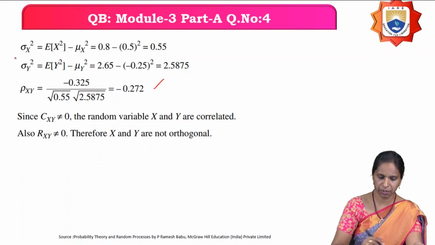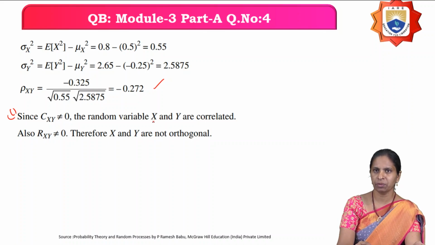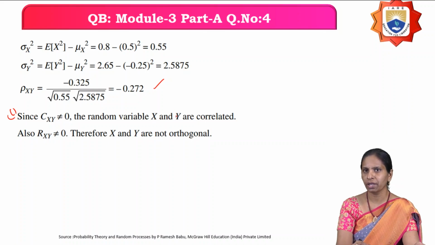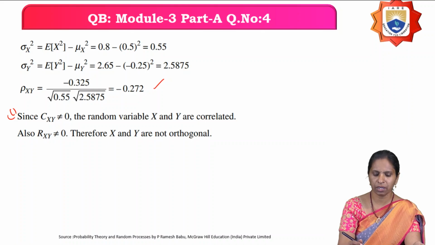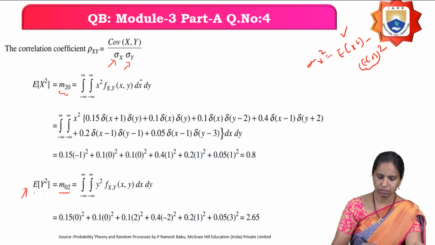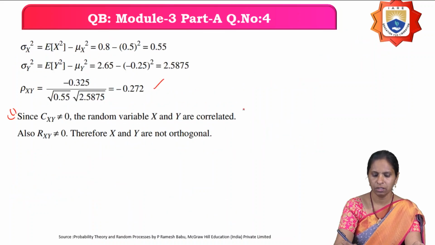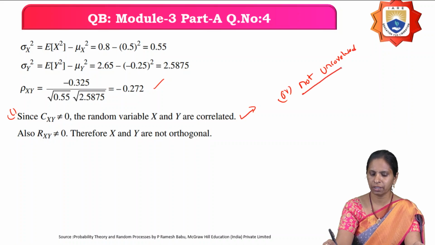This is the second bit. And what is the third bit? You have here the C bit. So whether these random variables x and y are uncorrelated or orthogonal. For uncorrelation, the covariance Cxy should be 0. But here the covariance is not 0. That value is equal to minus 0.325. Since it is not equal to 0, the random variables x and y are what? Correlated. Or else we can write here, they are not uncorrelated. Not uncorrelated, I can say that they are correlated.